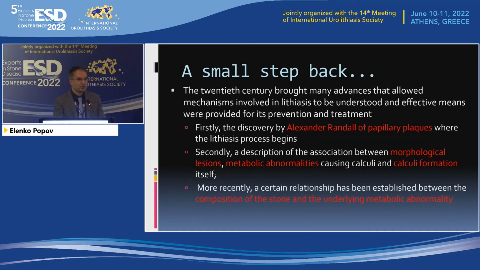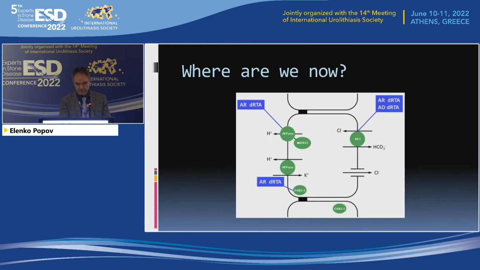The 20th century brought many other breakthrough findings like the Randall's plaque. Secondly, maybe the most important of all, there is a sign of association between morphological lesions, metabolic abnormalities, and calculi formation itself. Furthermore, every stone type has a different type of underlying metabolic abnormality.